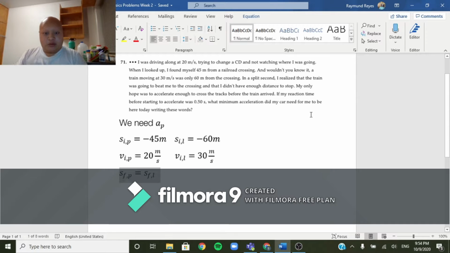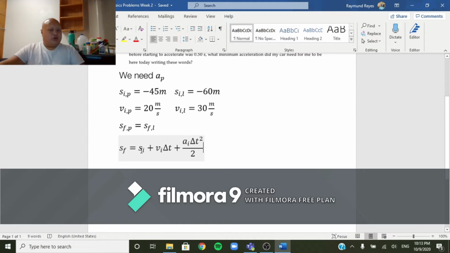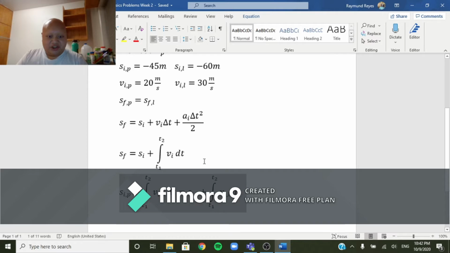Since we're looking for the minimum acceleration needed for the car to go past the train, it's safe to assume that the final position of the train has to be equal to the final position of my professor's car. So in order to create a variable with acceleration, you have to use the equation: the final position equals the initial position plus the initial velocity times the change in t plus the acceleration times the change in t squared, all over 2. Anyways, we're going to start to find t, and you have to use this equation.